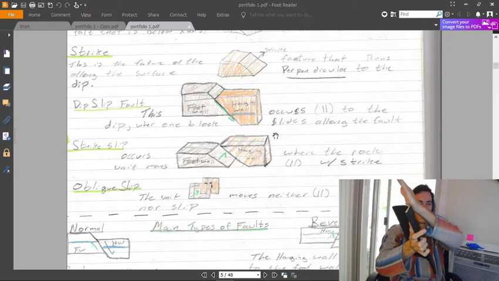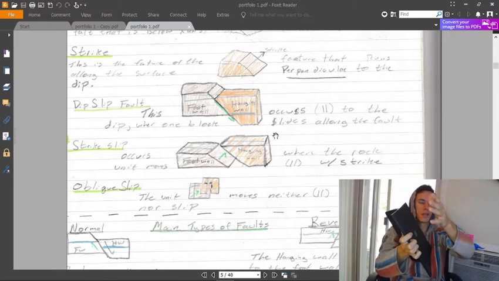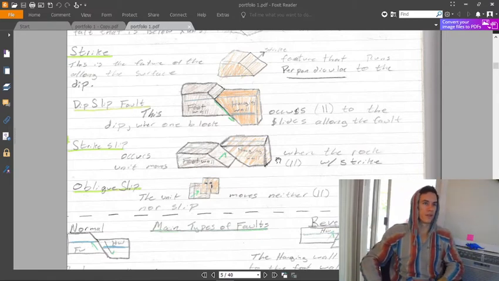If it goes up, it's a reverse fault. As you can see right here, this is the hanging wall, and this is the foot wall. The foot wall is the one that, if you put a ball on the fault surface, right here, you would assume it would roll down. So this would be the foot wall.